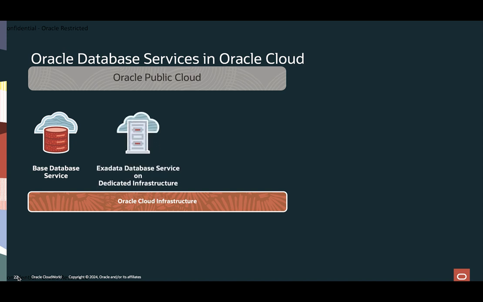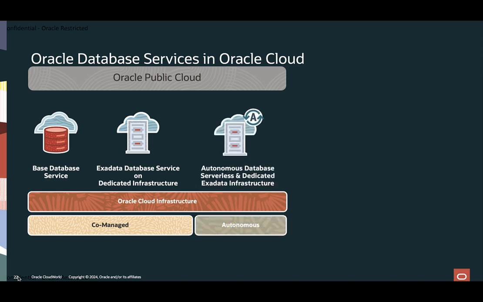When you need more scale or performance, you can choose our Exadata database service, which brings the Exadata platform to the public cloud on dedicated infrastructure. The base database service and the Exadata database service are co-managed services in which Oracle manages the infrastructure and you manage the customer virtual machine hosting the database software and your data. All the Oracle database cloud services provide you with a robust set of cloud automation functions that enable you to easily conduct the VM and database lifecycle management tasks.